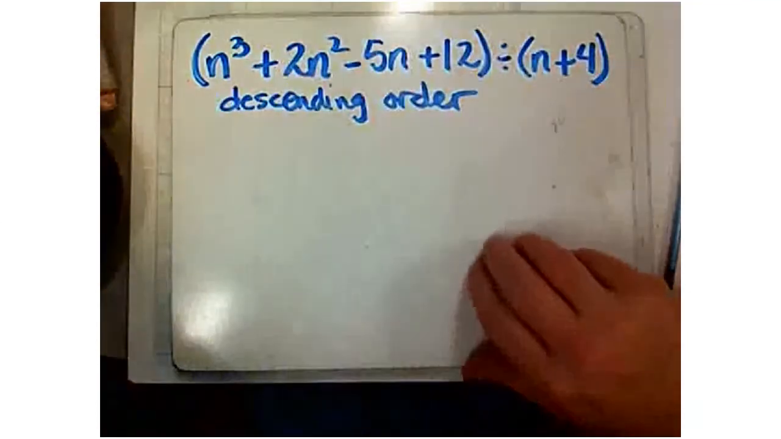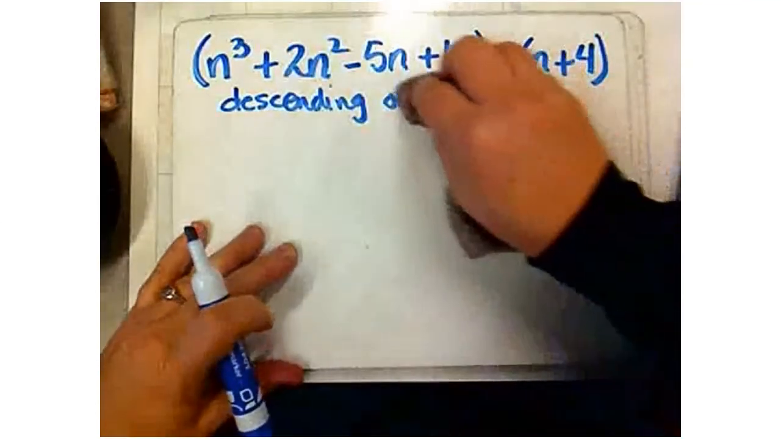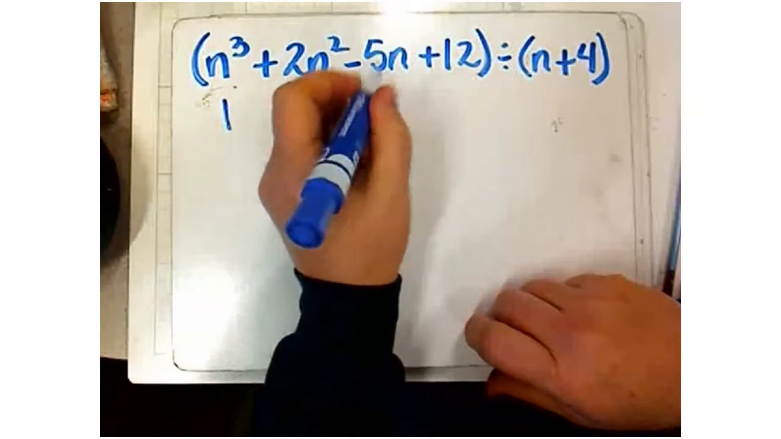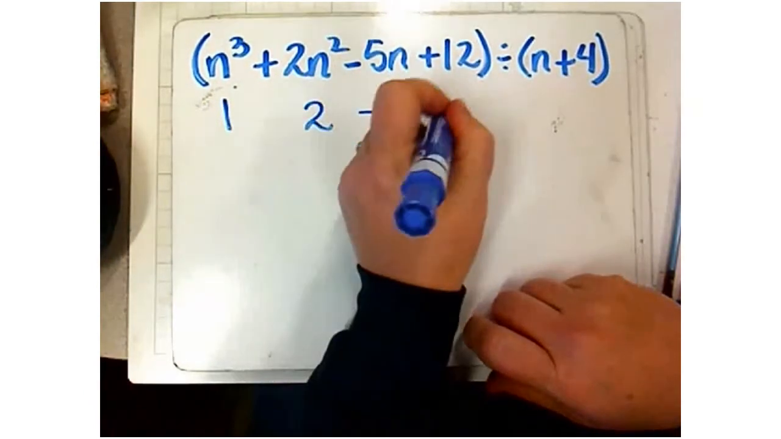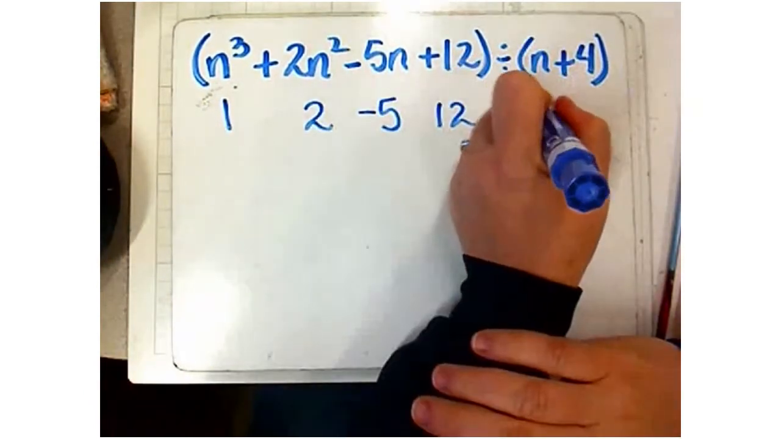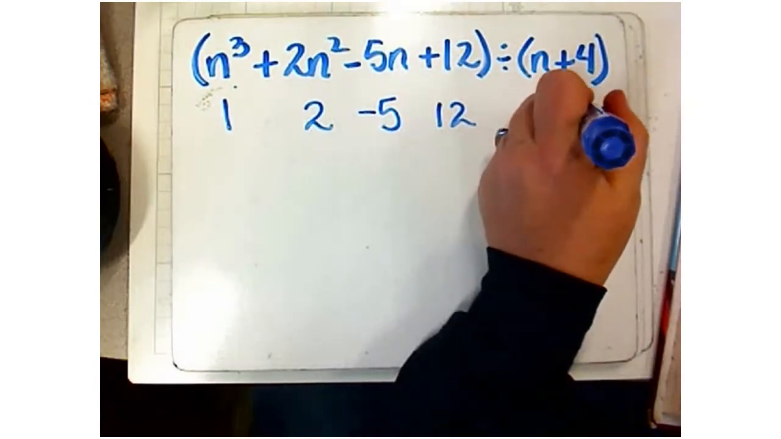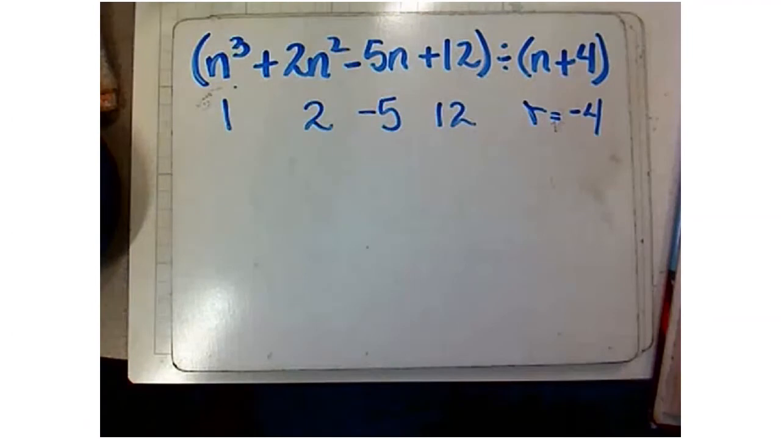So then notice what your coefficients are of your dividend. We have a 1. What else do we have? A 2, -5, and a 12. What is your R value of your divisor? It's not 4, it is -4. So you look at the constant of your divisor and you do the opposite.